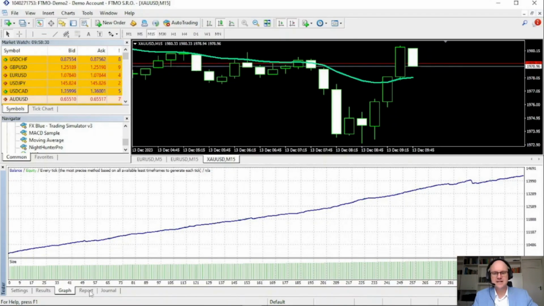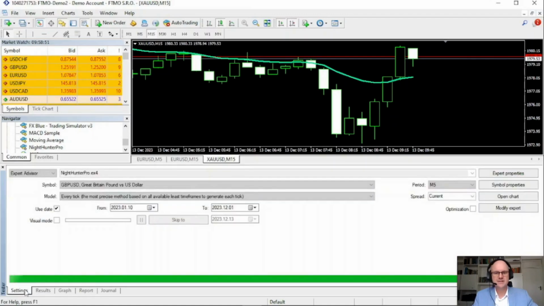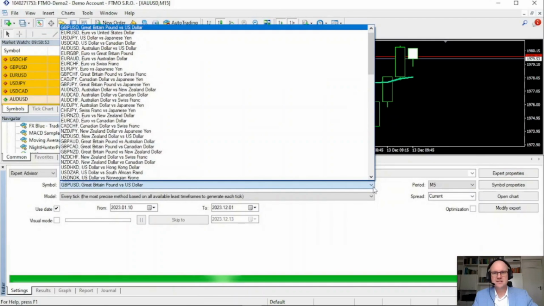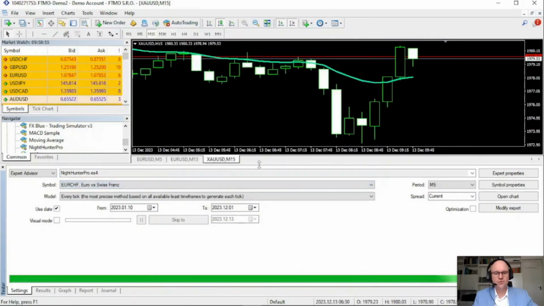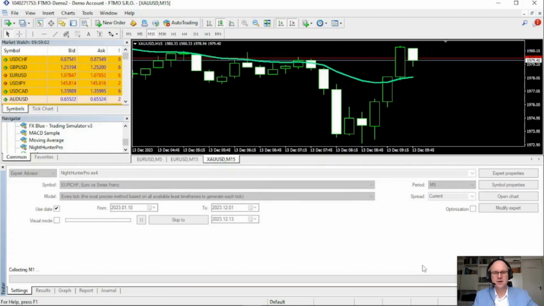Now, from the testing results for our second test, we'll see a total net profit of $4,283.72, and again, a very low relative drawdown of 1.62% or $227.23, with a very, very healthy profit factor of 8.82. It will be interesting to see, when we do our live testing or forward testing for the expert advisor, what type of results it will be able to generate live in the Forex market.